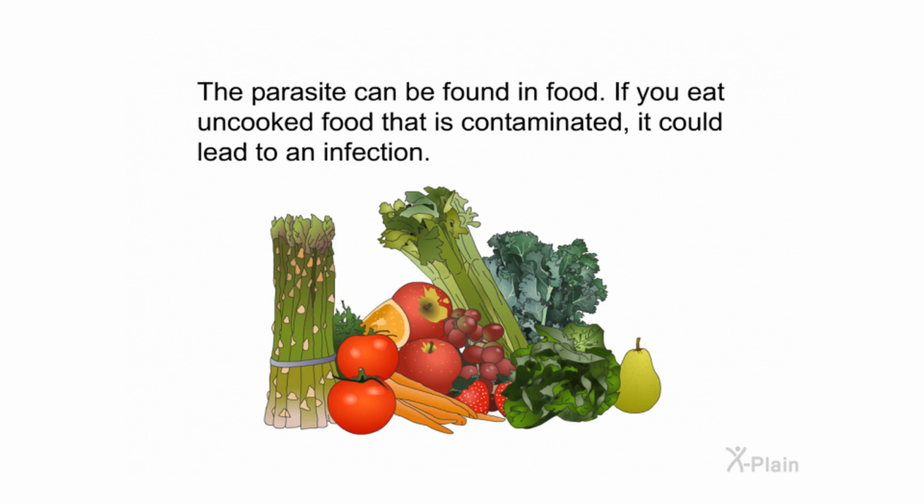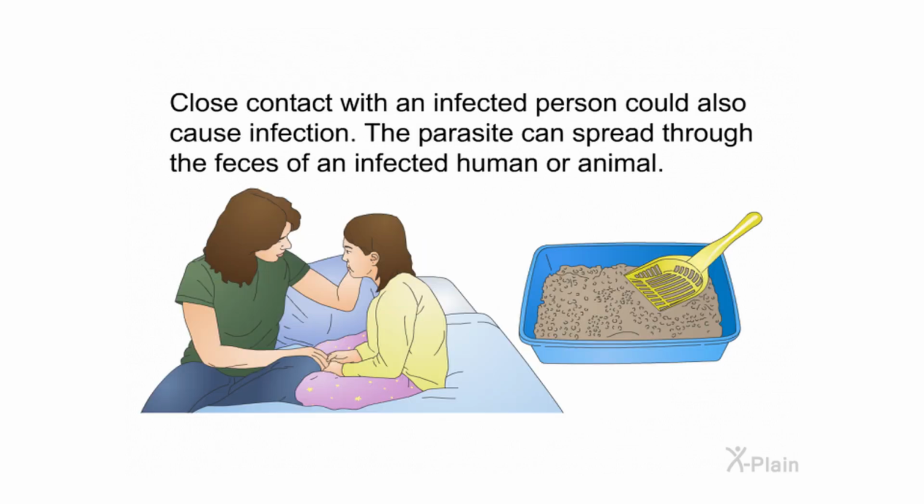The parasite can be found in food. If you eat uncooked food that is contaminated, it could lead to an infection. Close contact with an infected person could also cause infection. The parasite can spread through the feces of an infected human or animal.